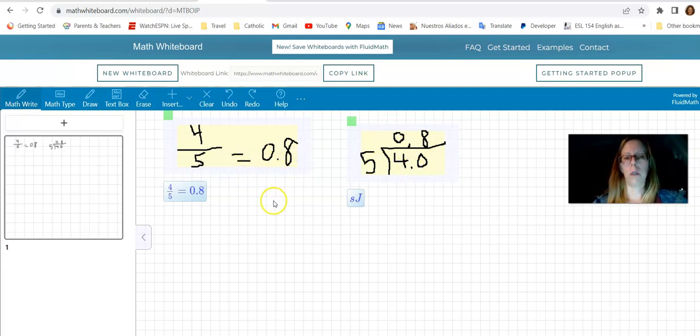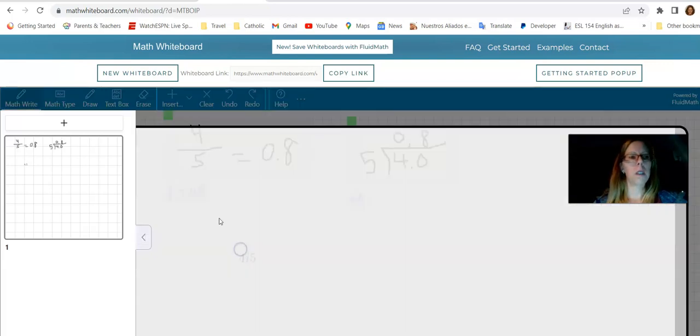So if they asked you which of the following is equivalent to 4/5 and they have 0.8 as an option, then that would be correct. Another one that would be correct would be if it's written as a ratio, 4 to 5. That's a ratio. Okay, so that would be equivalent as well. So those are some examples of equivalent.